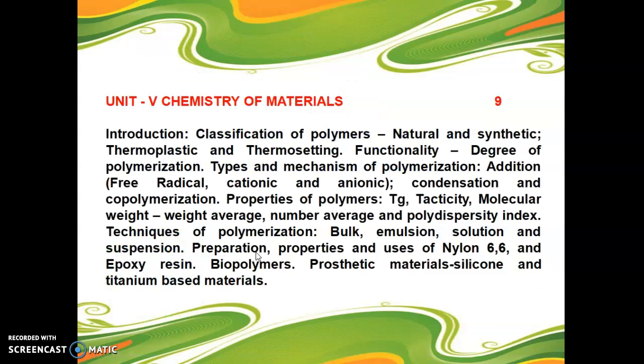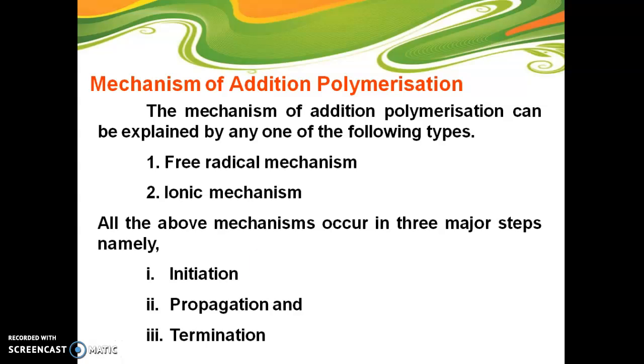Hi students, in today's class we are going to discuss the mechanism of addition polymerization. The mechanism of addition polymerization can be explained by two types: one is the free radical mechanism and the other one is the ionic mechanism. All the above mechanisms occur in three major steps: initiation, propagation and termination.